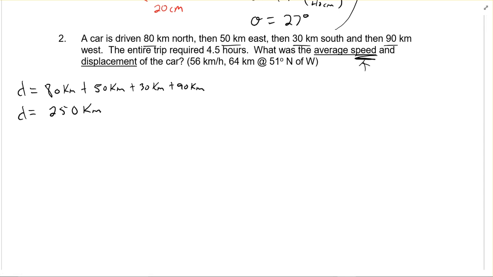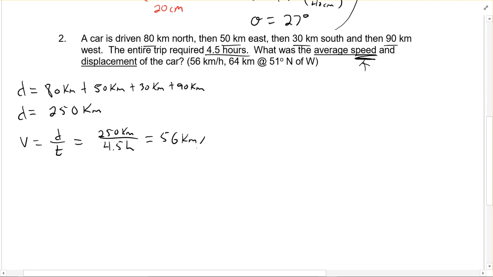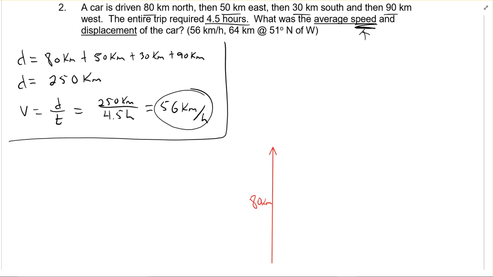So if you just add up all your distances there, you get 250 kilometers. Now speed, so v without the arrow on it, is going to be distance over time. So that's just going to be 250 kilometers over my total time of 4.5 hours, which is going to be 56 kilometers an hour. All right, part one done.